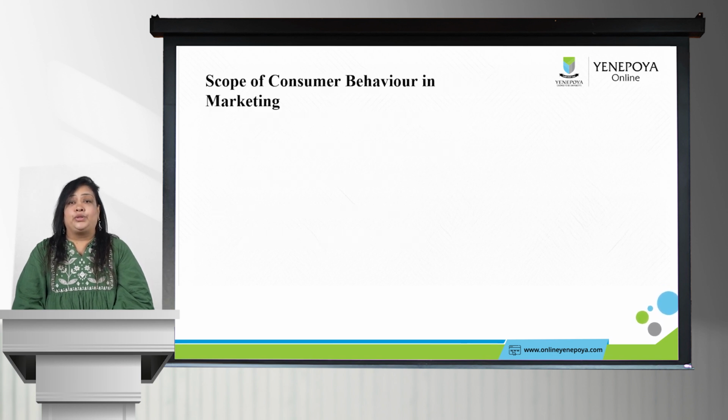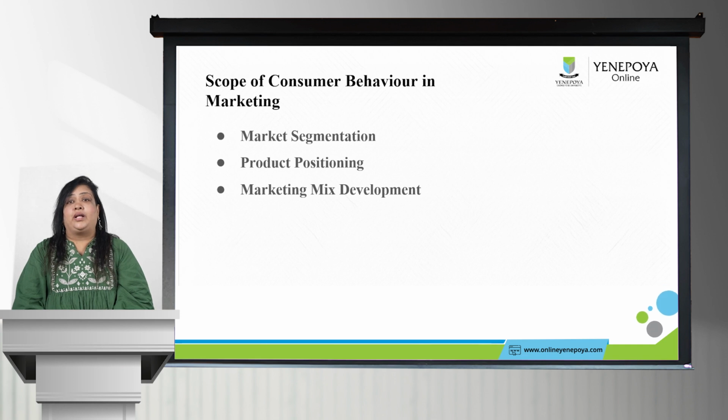Let me show the scope of consumer behavior. In marketing, market segmentation helps divide the market into segments based on consumer needs, preferences and behavior. Product positioning assists in positioning a product to meet the specific demands of target consumers. Marketing mix development aids in crafting an effective mix of product, price, place and promotion strategies. Customer relationship management enhances the ability to build and maintain long-term relationships with customers, and global marketing offers insights into cross-cultural behavior for better marketing strategies.